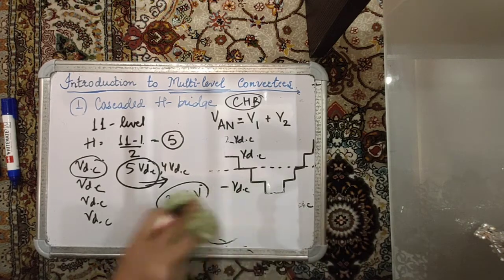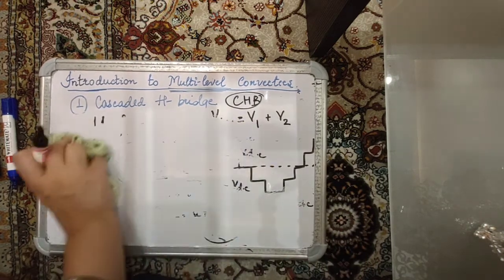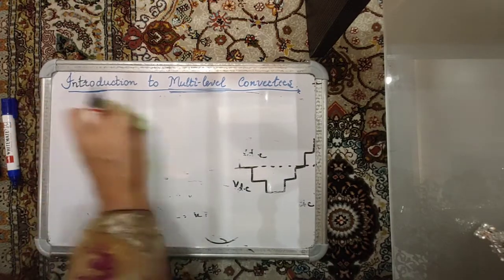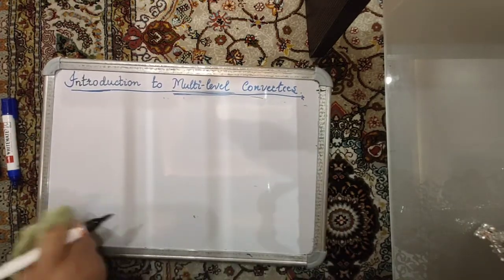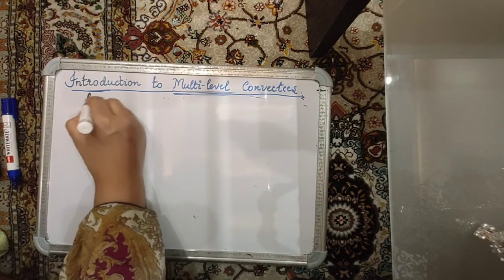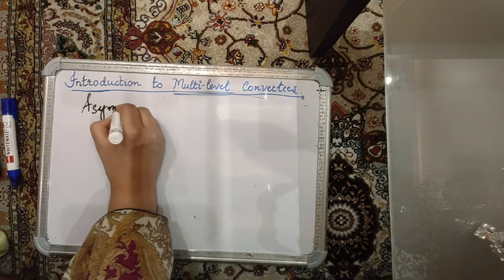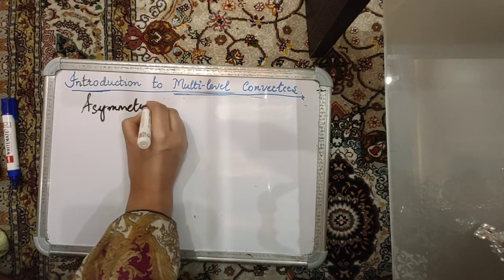Now another thing is, if you see this as a problem that the device count is very high, then there is an option of using asymmetrical CHBs. So let's discuss briefly about asymmetrical CHBs.